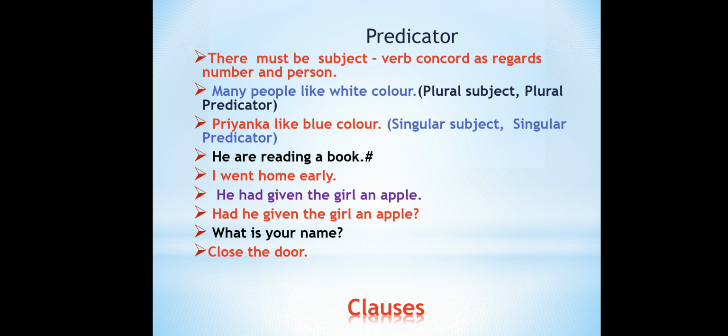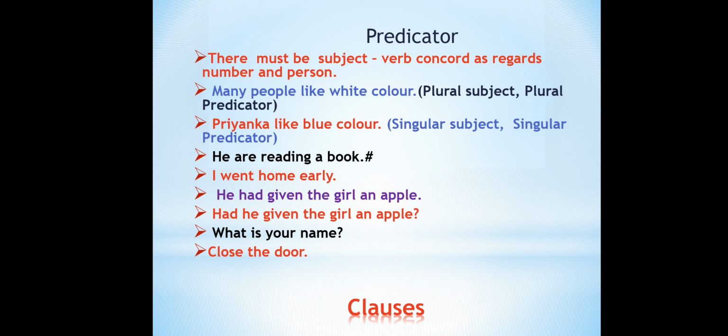As I just told you about the place or position of the predicator in the given sentence, look at the first example. I went home early. This is a declarative sentence or a statement. So the predicator comes after the subject.